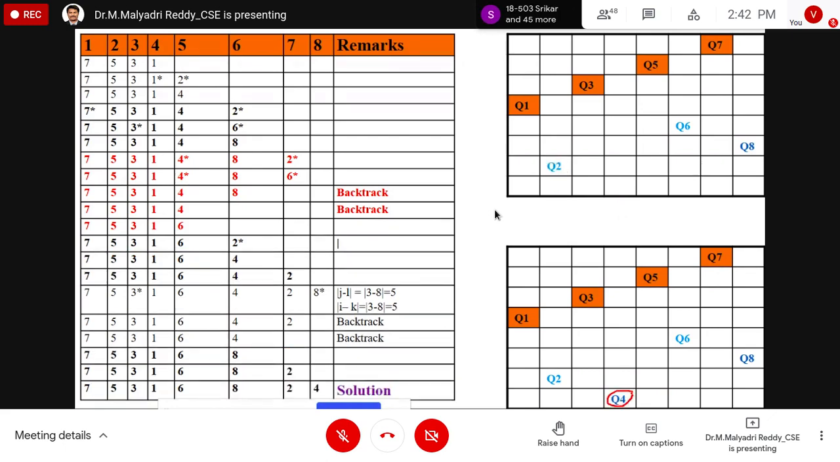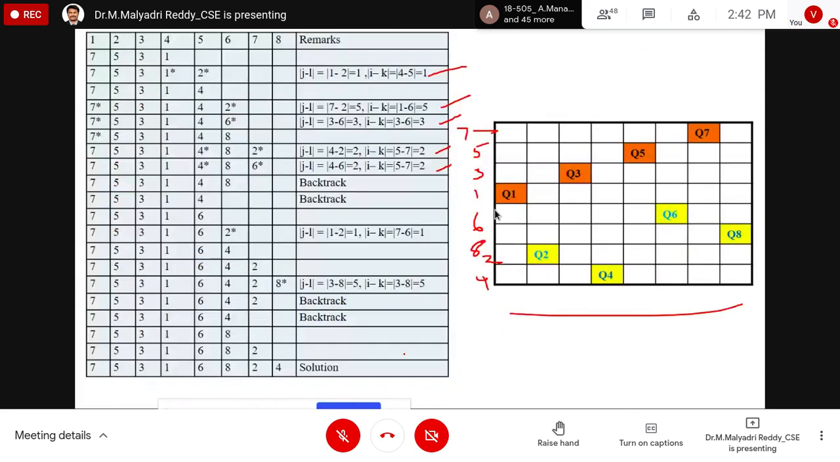Is there any conflict? No, sir. So this is the final solution. So what is the solution? 7, 5, 3, 1 is given. 6, 8, 2, 4 is the rest. So this is the complete solution of the given 8-queen problem. Yes, sir. Understood, sir.